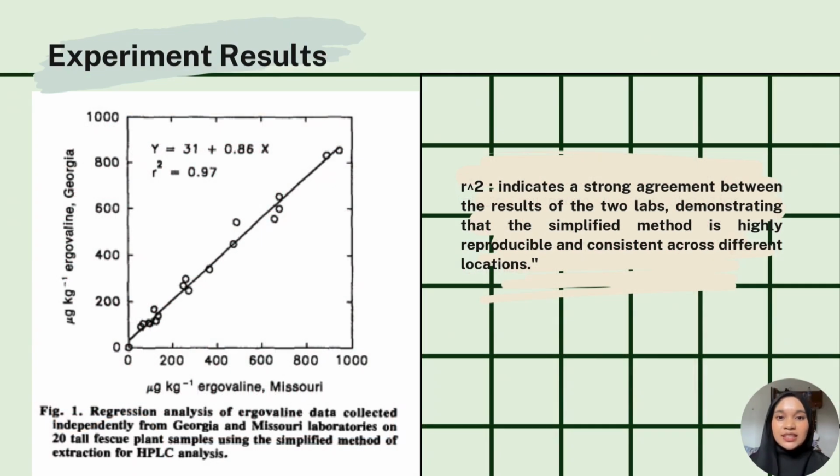So, I'll be discussing the results of our ergovaline analysis using the simplified sample preparation method. Let's take a closer look at the results and connect them to our discussion. Here, we have a graph showing the regression analysis of ergovaline concentration measured by 2 independent laboratories, one in Georgia and one in Missouri. Both labs used the simplified method. The data points are closely aligned with the regression line, which has the equation y equals 31 plus 0.86x and a coefficient of determination R squared value of 0.97.